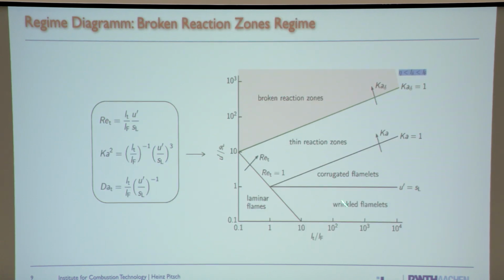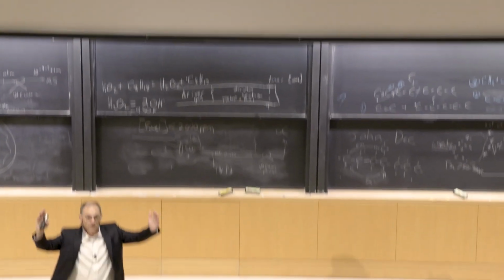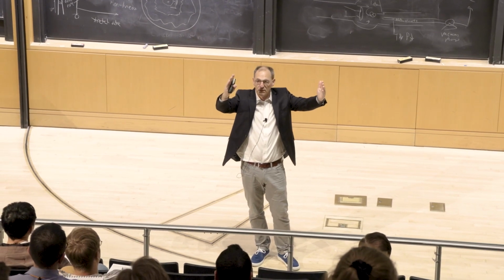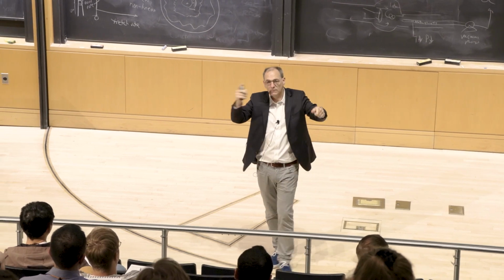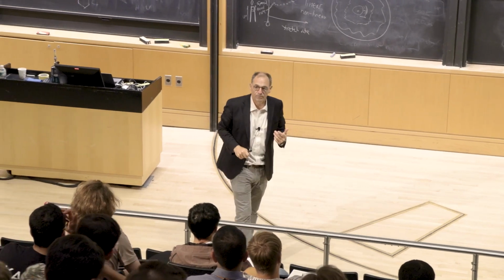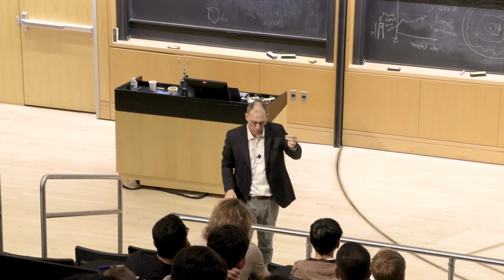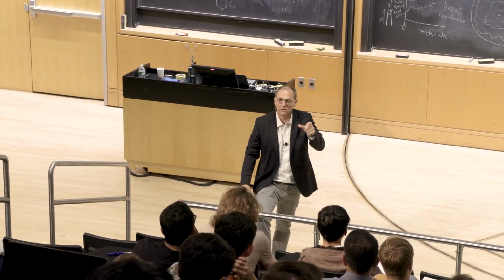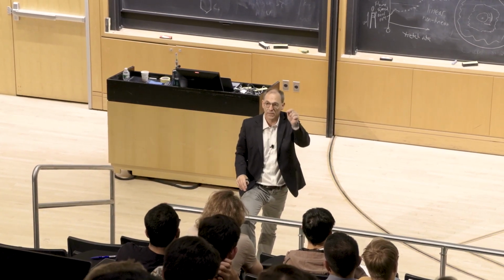And then we can look at the broken reaction zones regime on the other side, before we look at the thin reaction zones regime. In the corrugated flamelet regime, we said the smallest eddy of the turbulence is much, much larger than the entire flame thickness, right? But now I can look at the opposite end of the spectrum, where the turbulent eddies, the Kolmogorov eddies, are very, very tiny. They're not only smaller than the flame thickness, they're smaller than the reaction zone thickness.